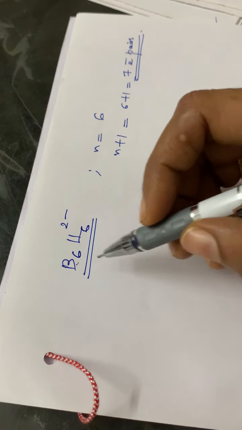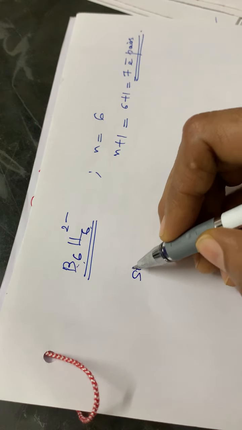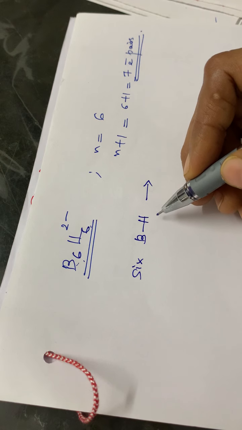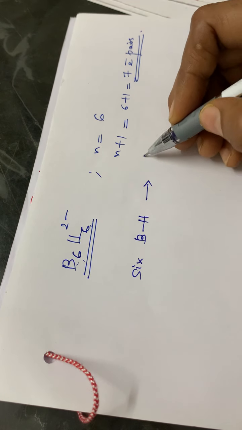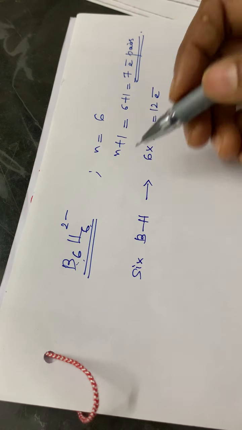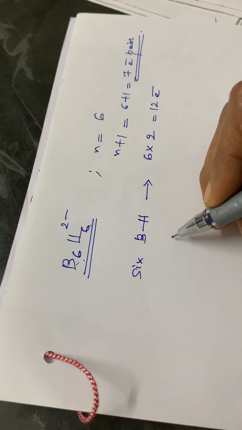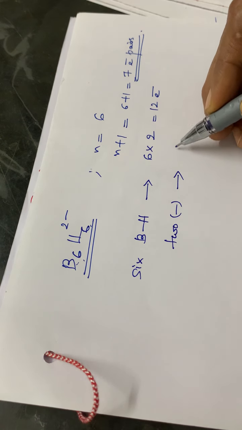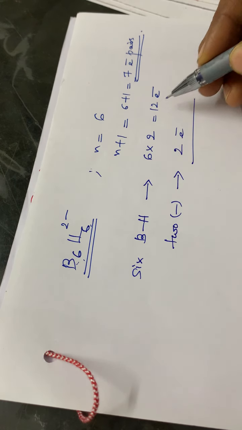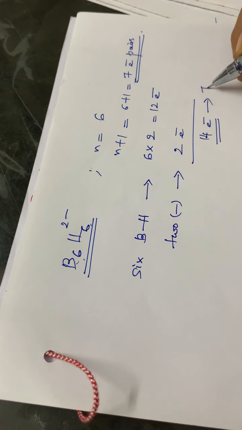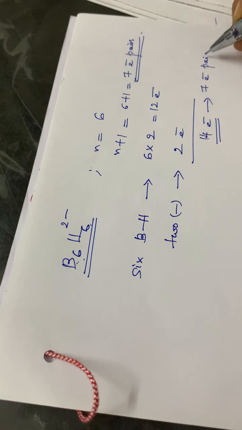So here how many BH units are there? 6 BH units are there, isn't it? 1 BH unit will be contributing 2 electrons. So 6 BH units means 6 into 2, 12 electrons. Then how many negative charges are there? 2 negative charges are there, which means 2 electrons. So 12 plus 2, 14 electrons in total. 14 electrons means 7 electron pairs.